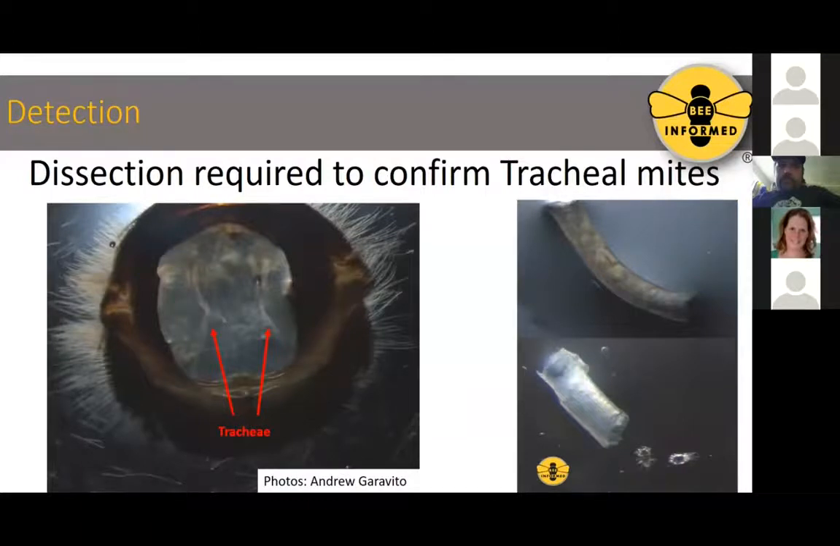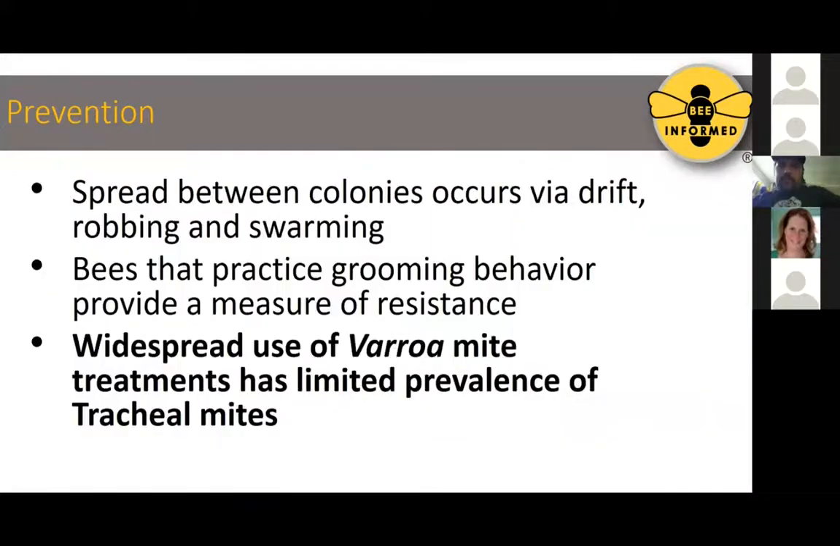When I say the USDA reports a 1% detection rate, they're doing this kind of dissection to look for the tracheal mites. As far as prevention, they do spread between colonies via drift. That bee to bee interaction is how they spread from individual bees, and that's how they're going to get from colony to colony. So think about laying out your apiaries in a way to minimize drift. Also, not inciting any robbing events where you're getting a lot of interaction and transfer of bees between colonies. Those are general good beekeeping practices for a lot of different reasons, but it can help there.